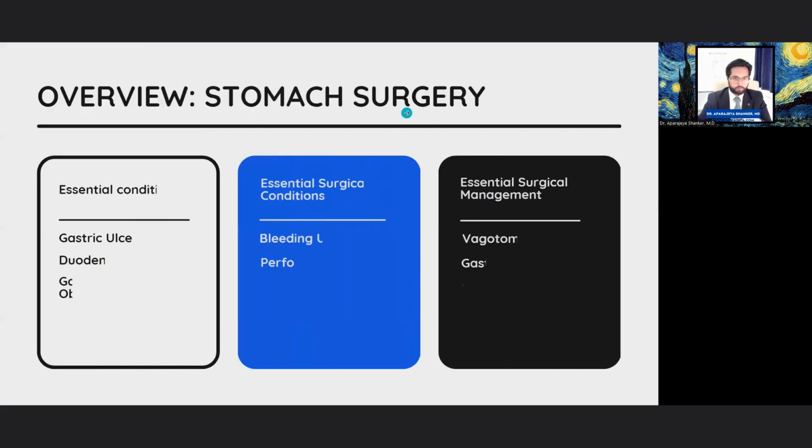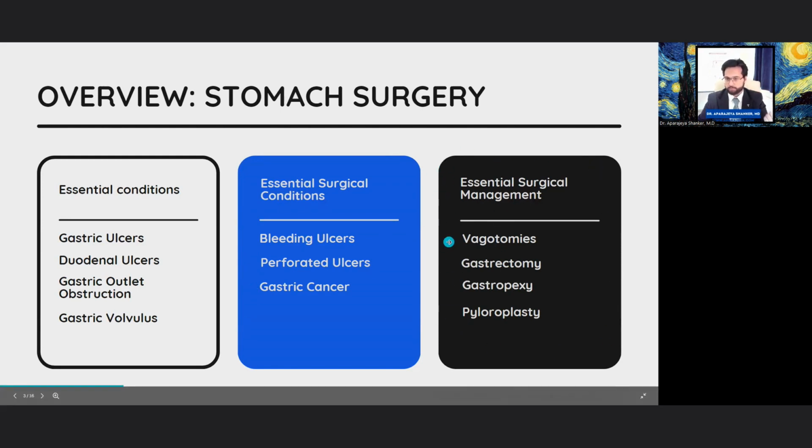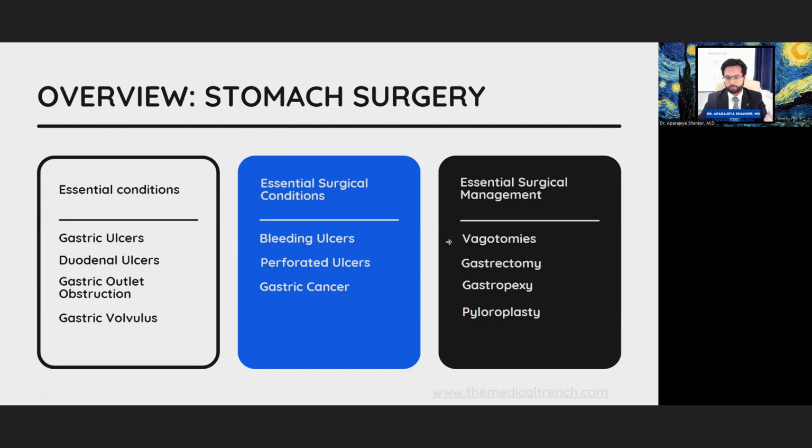So let's get into what we're going to study today in terms of overview. The stomach surgery section is going to have some essential conditions. So gastric and duodenal ulcers, gastric outlet obstruction, gastric volvulus, and then we're going to look into complications, three of the most important ones: bleeding ulcers, perforated ulcers, gastric cancer. And of course, the essential surgical management, what the vagotomies are, what kinds of gastrectomies are normally performed, and gastropexy and pyloroplasty itself, right?